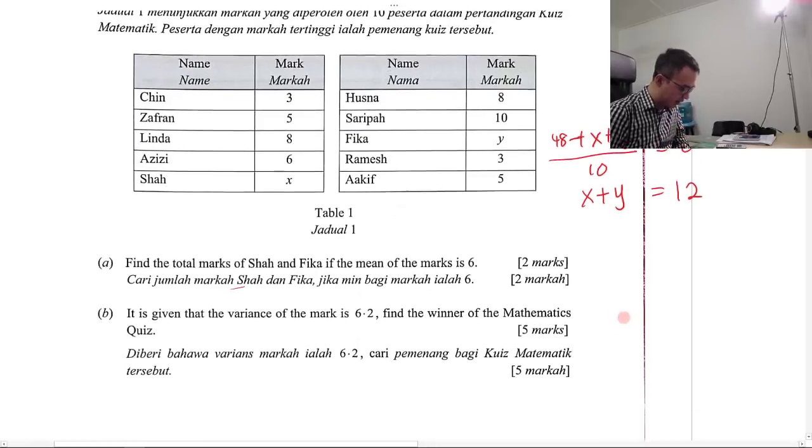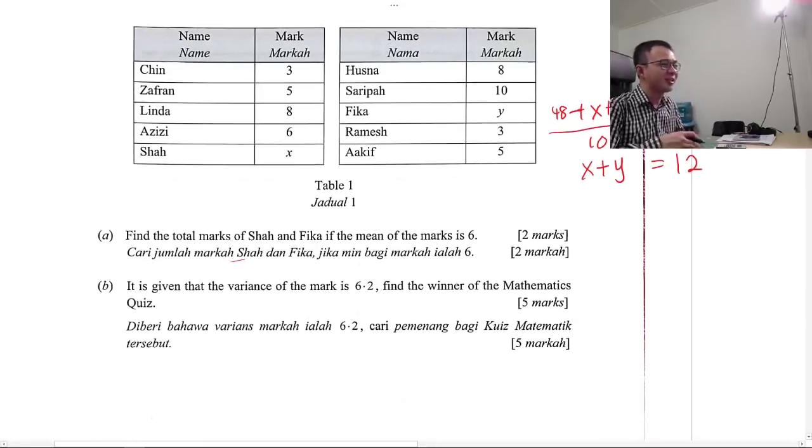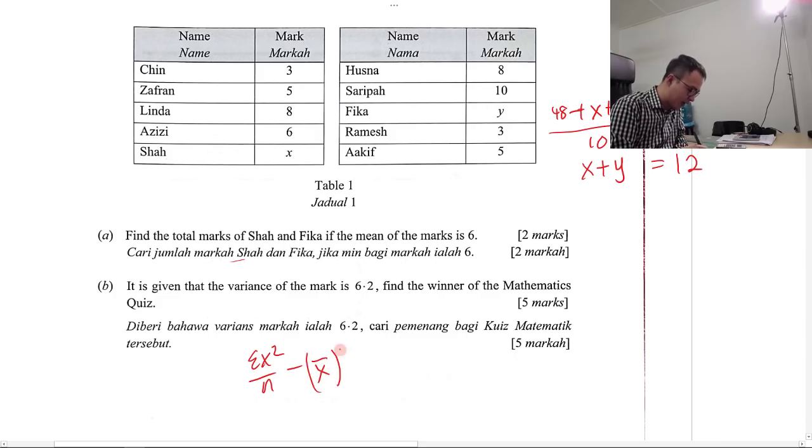Alright, so it's given that the variance is 6.2. Find the winner of the mathematics quiz. This one is ungrouped data, even though it is written in a table. So in order to find the variance, variance will be the sum of x squared over n, minus the mean squared, equals 6.2, right? This is the variance formula.